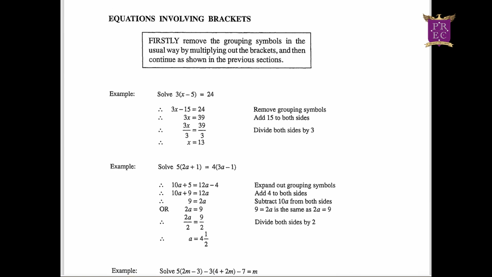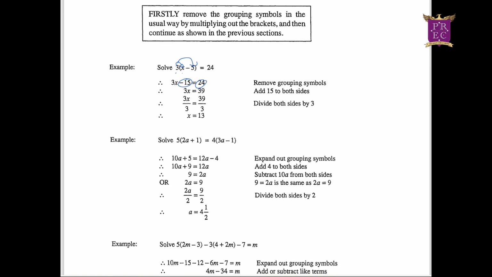Next, moving on to equations involving brackets. So generally, when you have a bracket in your equation, the first thing you want to do is expand the brackets. So as you can see here, what they've done is they multiplied 3 by x and then multiplied 3 by negative 5, leaving us with 3x minus 15 equals 24. Next, they've added 15 to both sides of the equation, giving us 3x equals 39, and then they've divided 3 on both sides, giving us x equals 13.